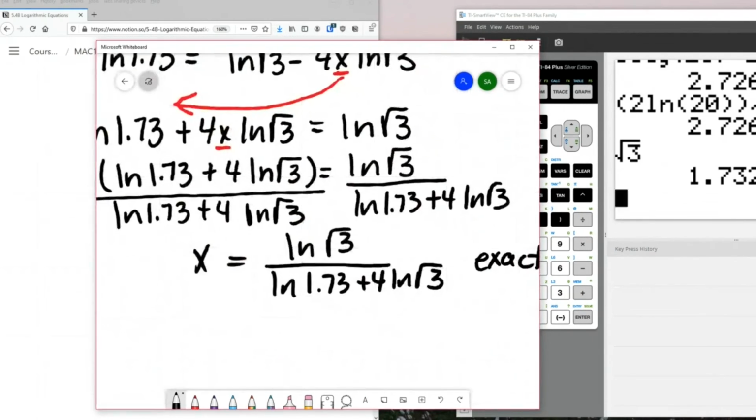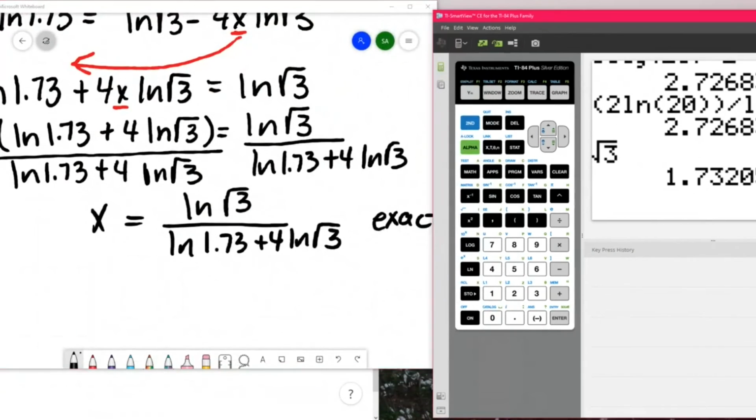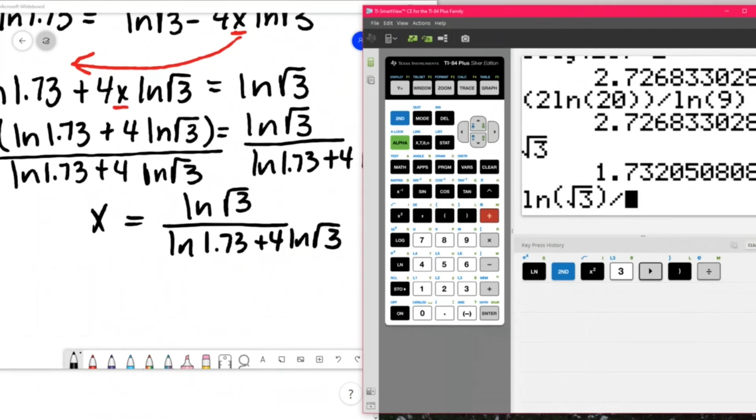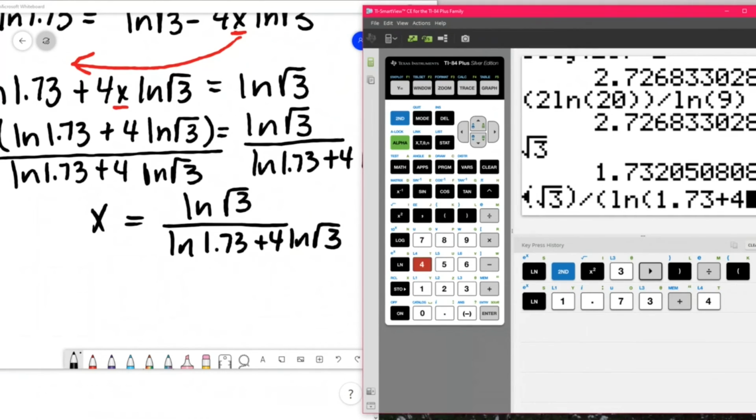So in the calculator, we want to type natural log of square root 3. I'm going to close parenthesis for the log and then divide. And I need parentheses around my whole denominator to make sure we're dividing by both of those terms and not just the first one that we typed. It's going to be natural log of 1.73 plus 4 natural log square root 3.